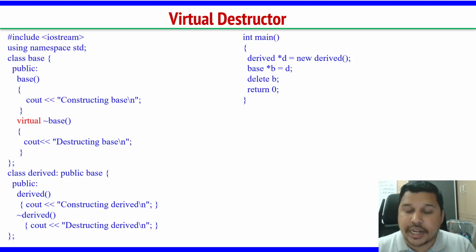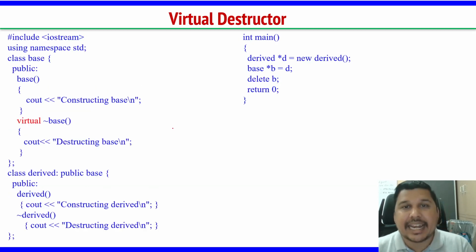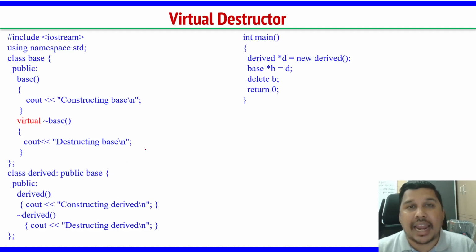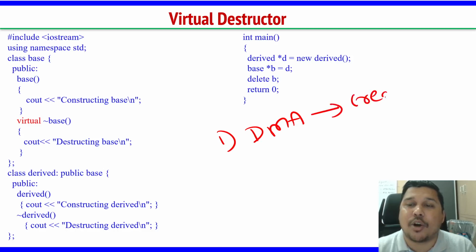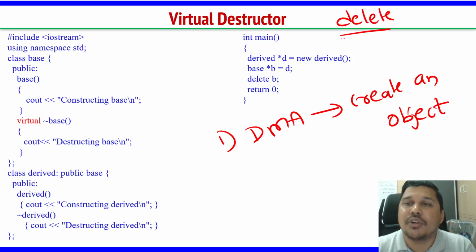Okay. Let's quickly summarize this. Virtual destructor, when do we have to use it? In any class, in any program, if you are allocating memory dynamically. First point, if you are using the dynamic memory allocation technique to create an object, we know that we ourselves have to use the delete keyword. Unless you use delete, we cannot free the memory allocation.